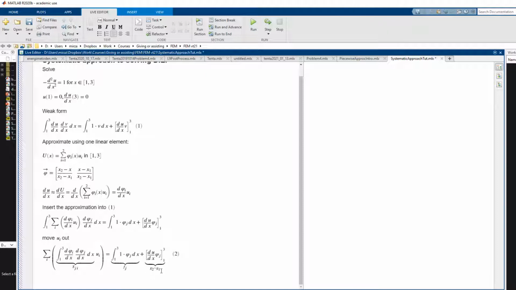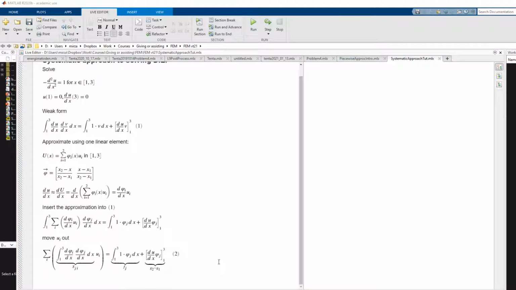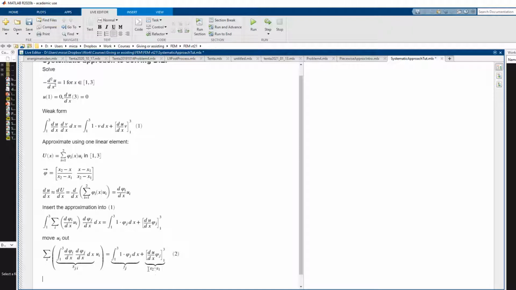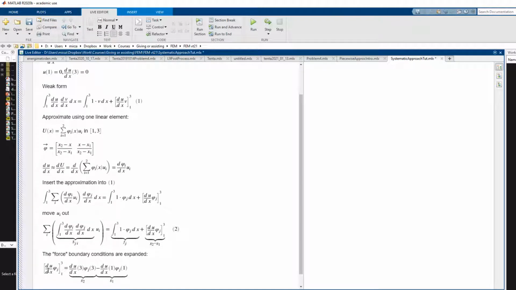And this will also become a vector, because we can call these two terms that we get g1 and g2, and this index here denotes which node they belong to. So the force boundary conditions are expanded. We will expand this g business here to show you. So we have this, and this is of course expanded to this, and then we identify g2, which is the upper bound, as this, and g1, which is the lower bound.